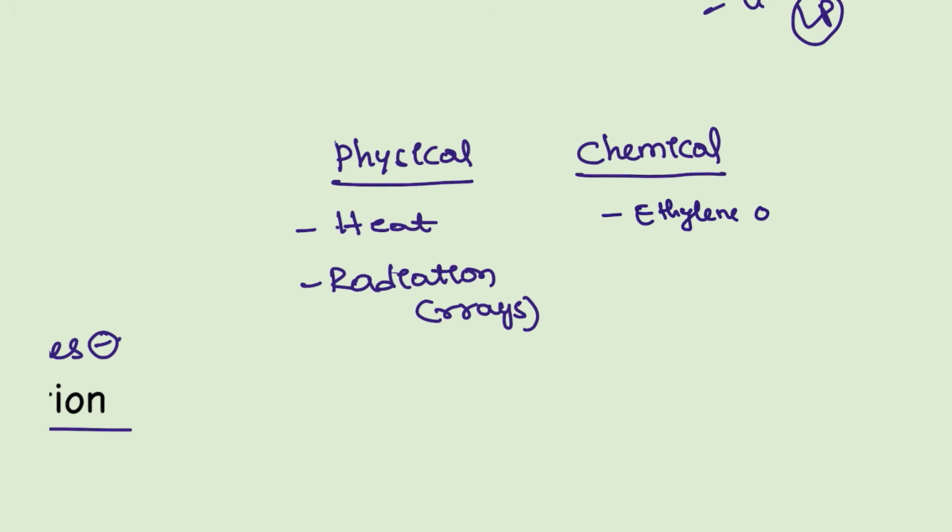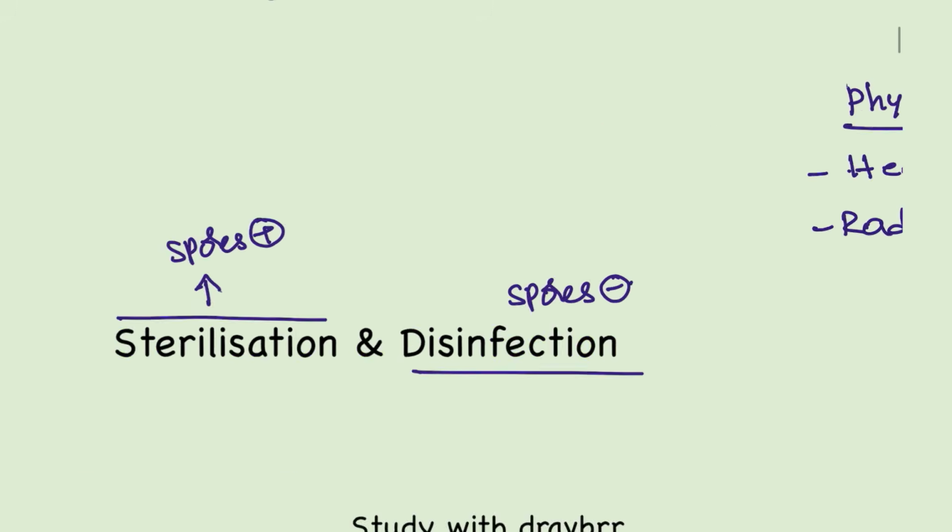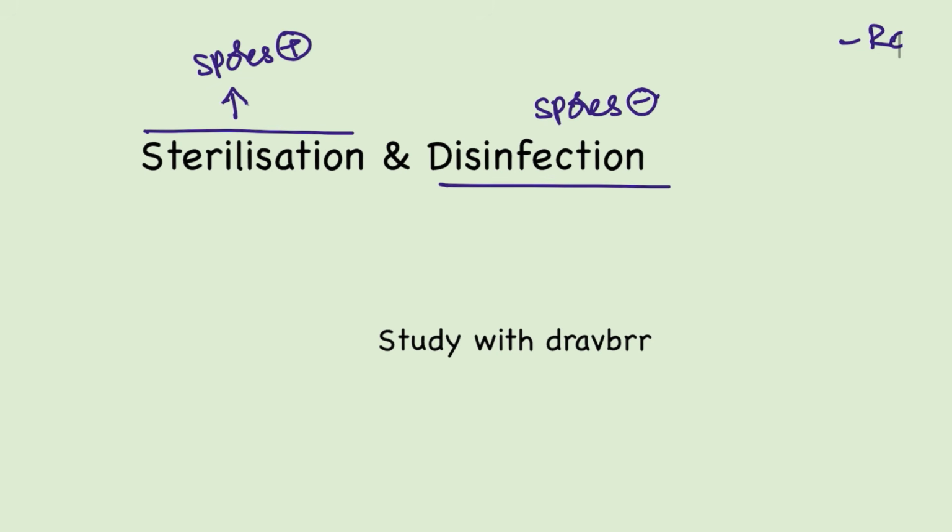Next, coming to the chemical methods: ethylene oxide, aldehydes, and halogens, which are commonly used in different microbiology settings. Each sterilization method has its own controls. Let's see one by one. So first, moist heat.